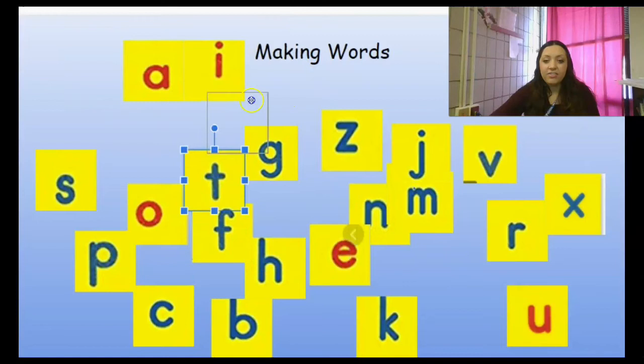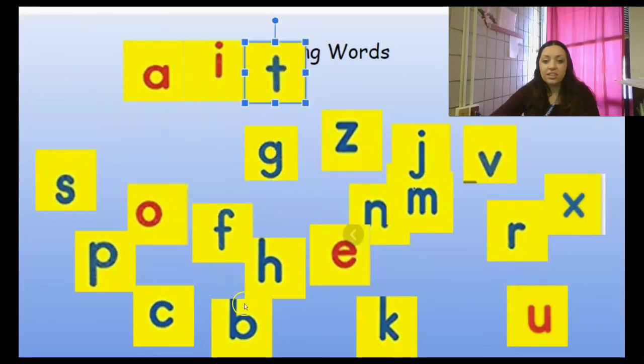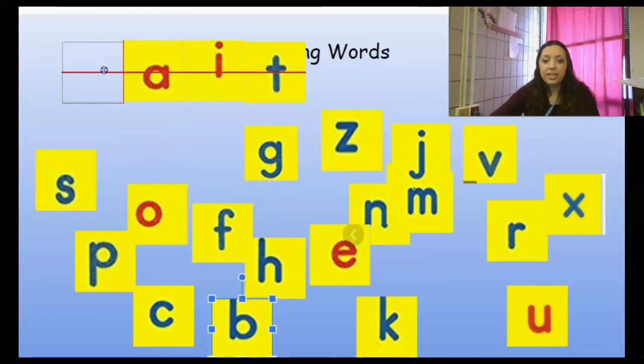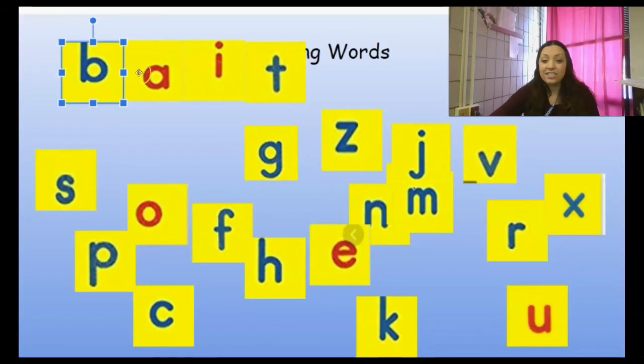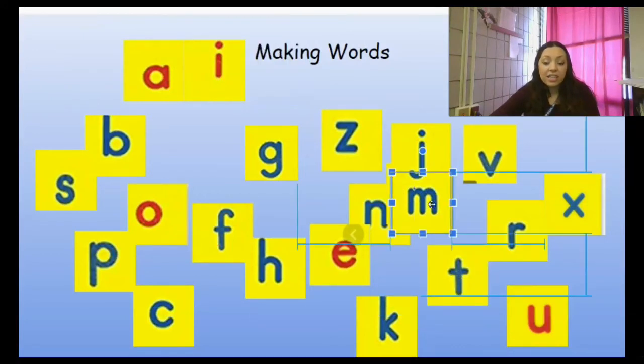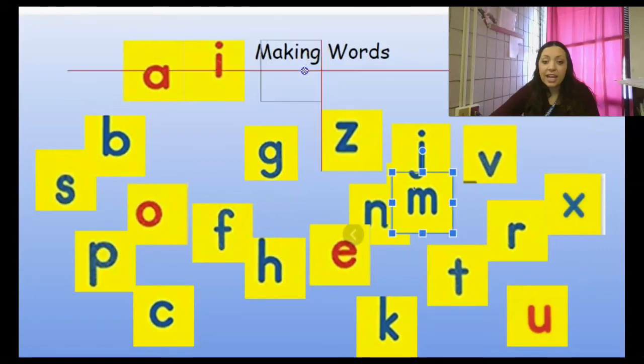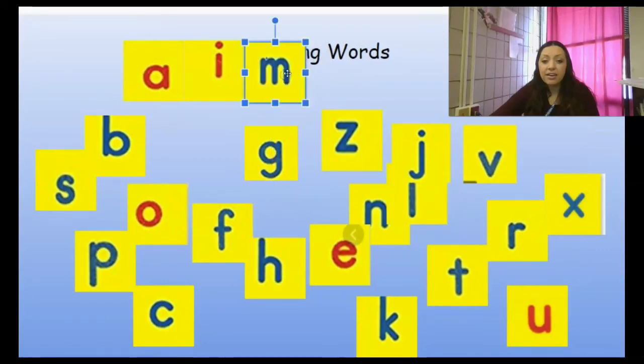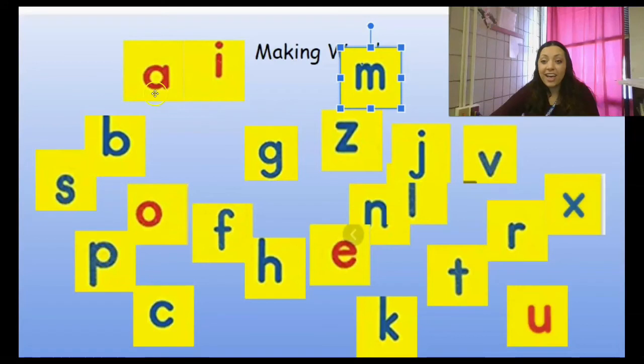All right, what if I change the beginning sound to a B and the ending sound to a T? Now I have bait. Bait, very good. All right, we're going to try one more. What if I leave it completely blank in the beginning and I just add an M to the end? Now I have aim. Aim, very good. All right, guys, you did an awesome job making words with our new vowel digraph AI.